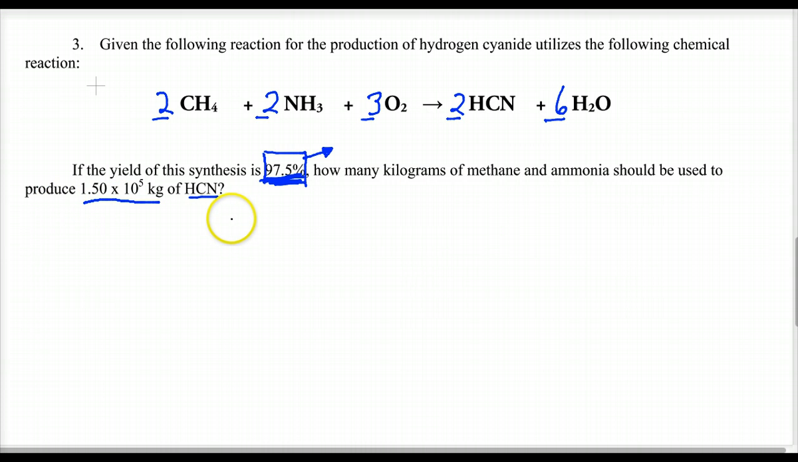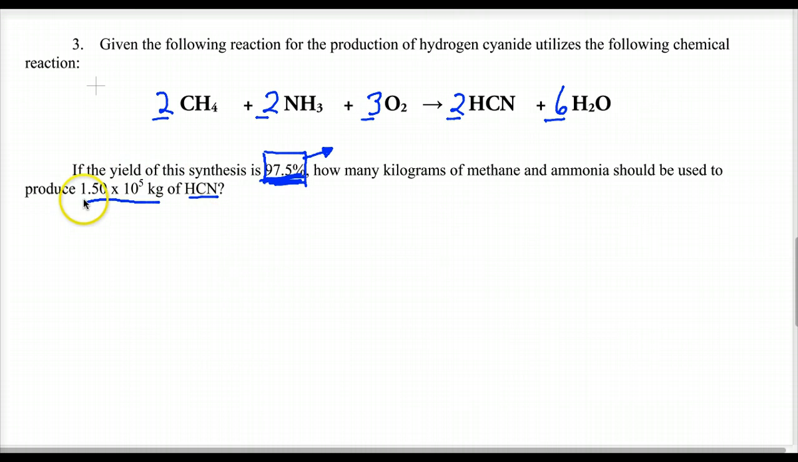So if you think with me, the 97.5 is considering the error. So we're thinking about, well, how much methane? Now, what some people might do is take this 1.50 times 10 to the 5 kilograms of this HCN here, and say, okay, I've been given this many grams, I'll just take it to a stoich problem and figure out these values. Now, if you were to do that, take this value and do a stoich problem backwards, think with me, would you be overestimating or underestimating? Well, you would be underestimating.